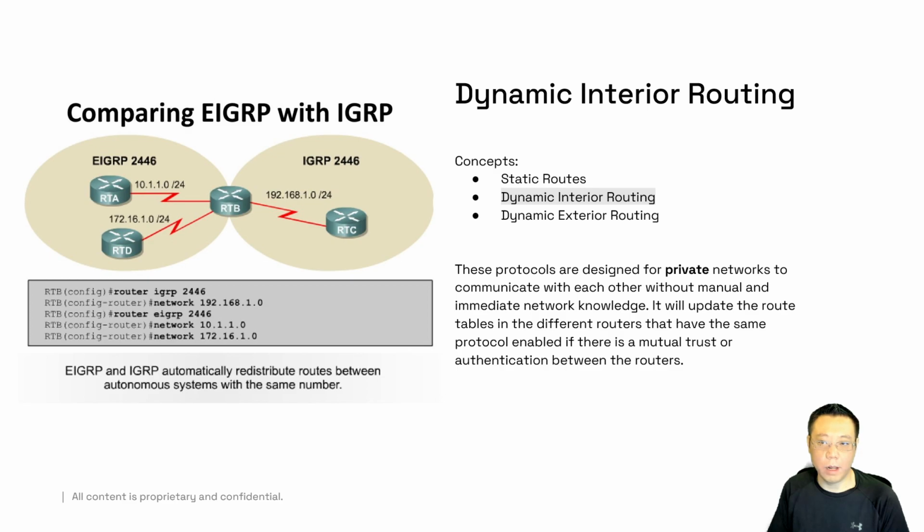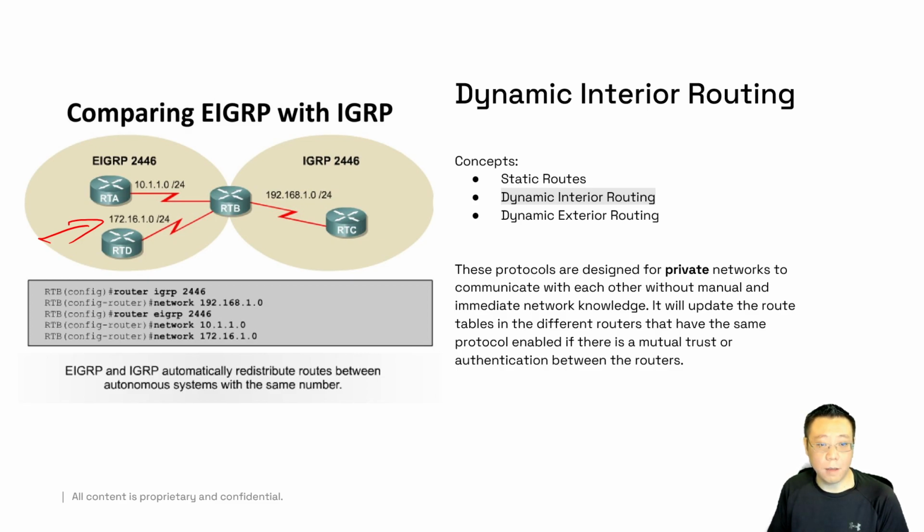Next, we have dynamic interior routing. Protocol examples include IGRP or EIGRP, which is the enhanced version of IGRP. IGRP stands for Interior Gateway Routing Protocol. And so you can actually mix and match different interior routing protocols as long as they're compatible with each other. So we have 3 different networks with 3 different types of RFC 1918 addresses, which I talked about. The 10s, 172s, the 192.168s.